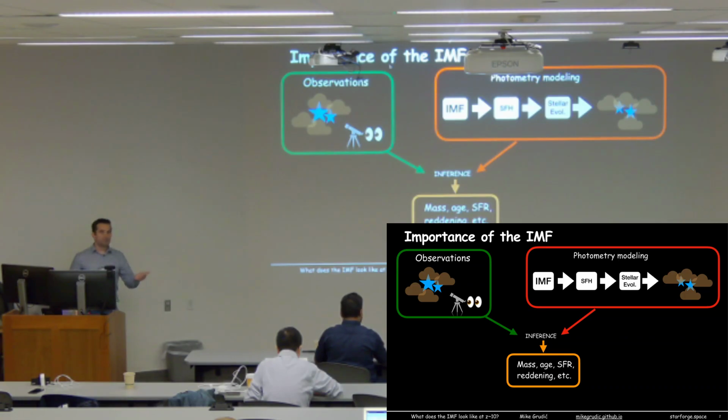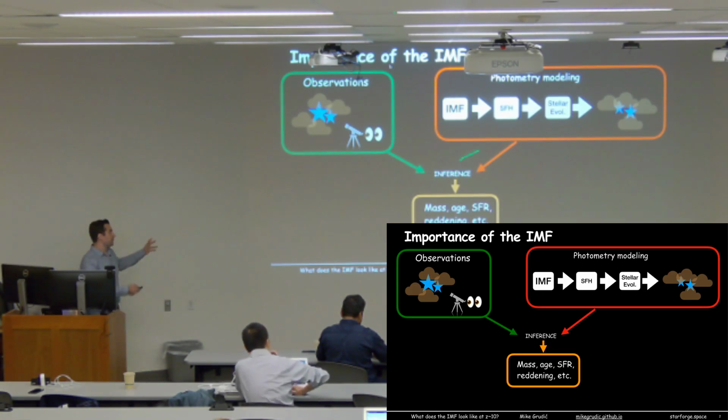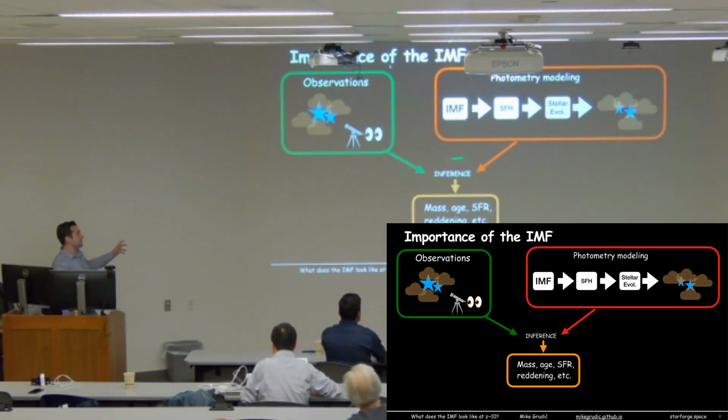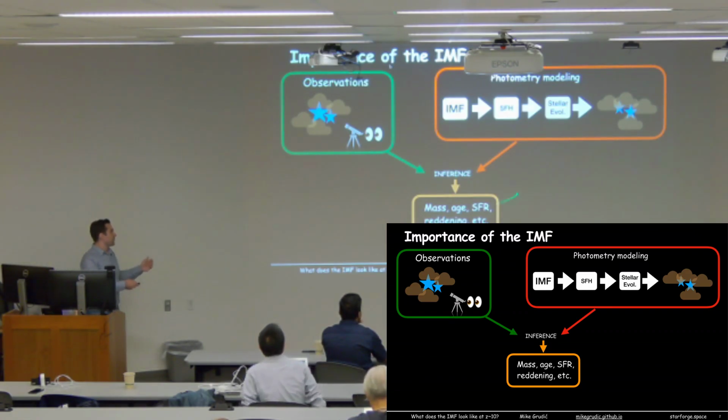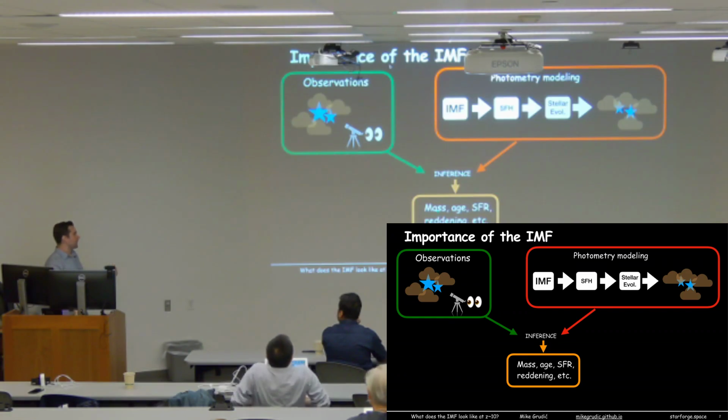So the IMF is obviously extremely important. If we want to know anything about the physical properties of any sort of system observed through integrated stellar light, you need to do a photometry model, and the first input into that model is the IMF. Then you assume a star formation history, stellar evolution, you get some prediction, then you make some inference about all these things we want to know about galaxies: masses, ages, star formation rates, reddenings, etc.